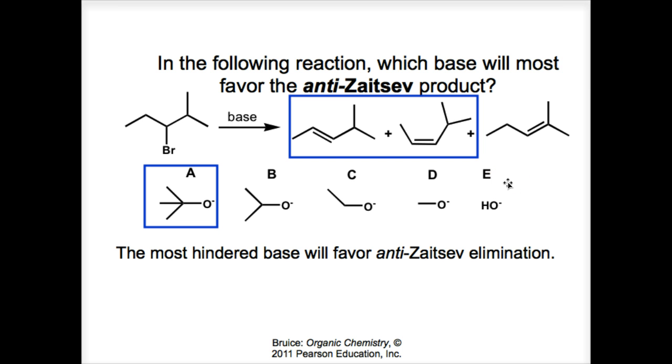So looking at the choices, if the base in the E2 reaction is sterically bulky and the approach to the alkyl halide is sterically hindered, the base will remove the most accessible hydrogen first. This is the second exception to Zaitsev's rule. And looking at these choices A, B, C, D, and E, the most sterically bulky base is A. So that is the reason A is the correct answer.